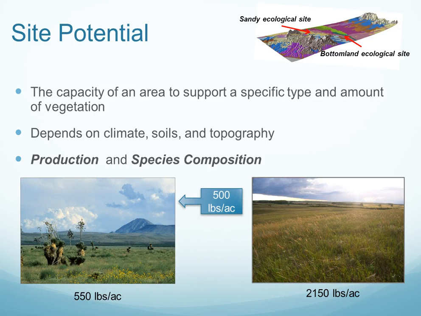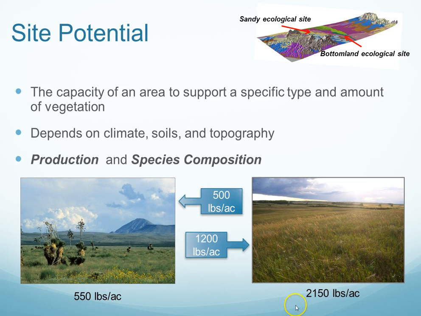For example, if we were to measure plant production on this sandy ecological site in southern New Mexico, and it produced 500 pounds per acre, compared to the Nebraska site, 500 pounds per acre doesn't sound like a lot, but compared to its potential, 500 pounds per acre is within approximately 90% of the maximum potential possible for this site.